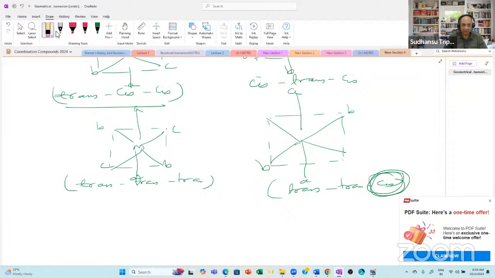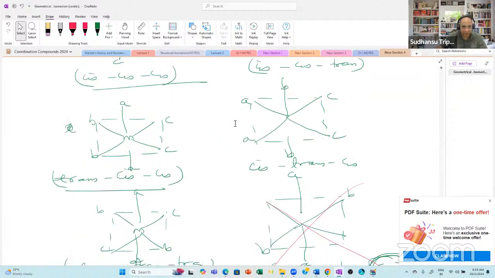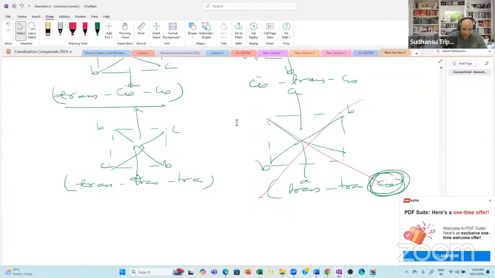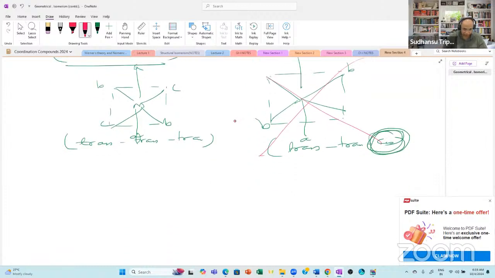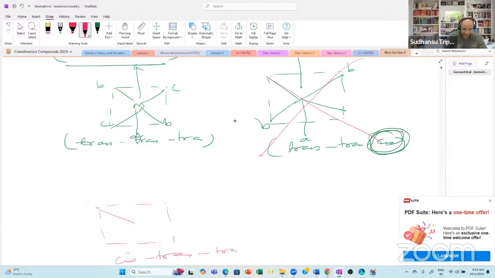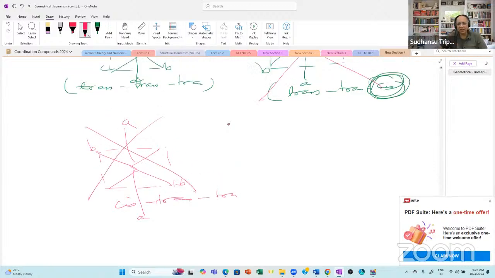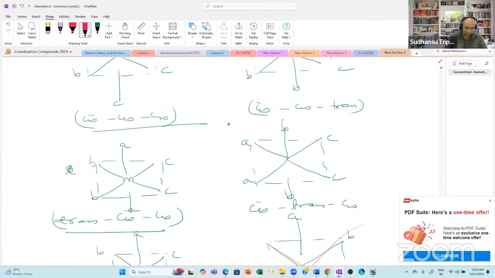What else have we not done? Have we done cis, cis, trans? Oh, you have done. Then cis, trans, trans, have you done? Cis, trans, trans is not possible. That is also not possible. Supposing AA trans, BB trans, CC trans, not possible. So only possible are the 5 ones, out of which this is chiral, others are achiral.